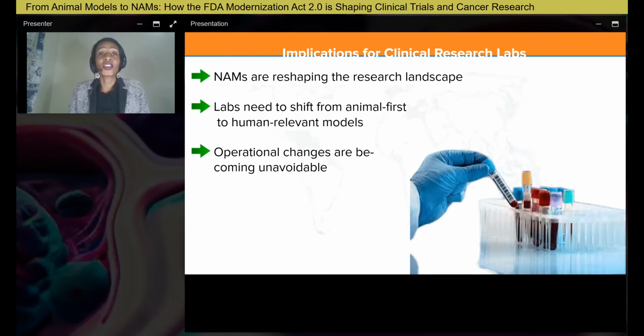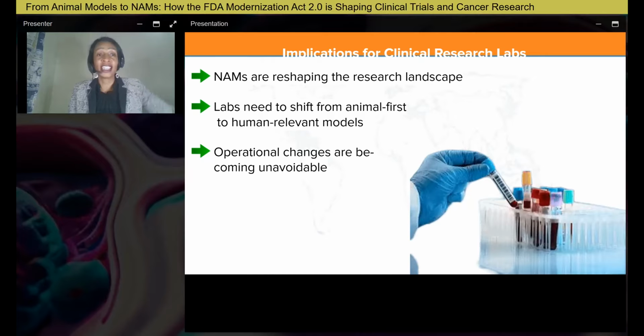So where do clinical research labs come in? At this point, it should be clear that NAMs have the potential to reshape the cancer research landscape. Labs will have a pivotal role to play in making this shift from an animal first to a human relevant model realizable. NAMs will come with new testing methodologies, new instruments and specialized software that will need to be integrated, and of course, a diverse array of data sets. This will all end up at the lab level.